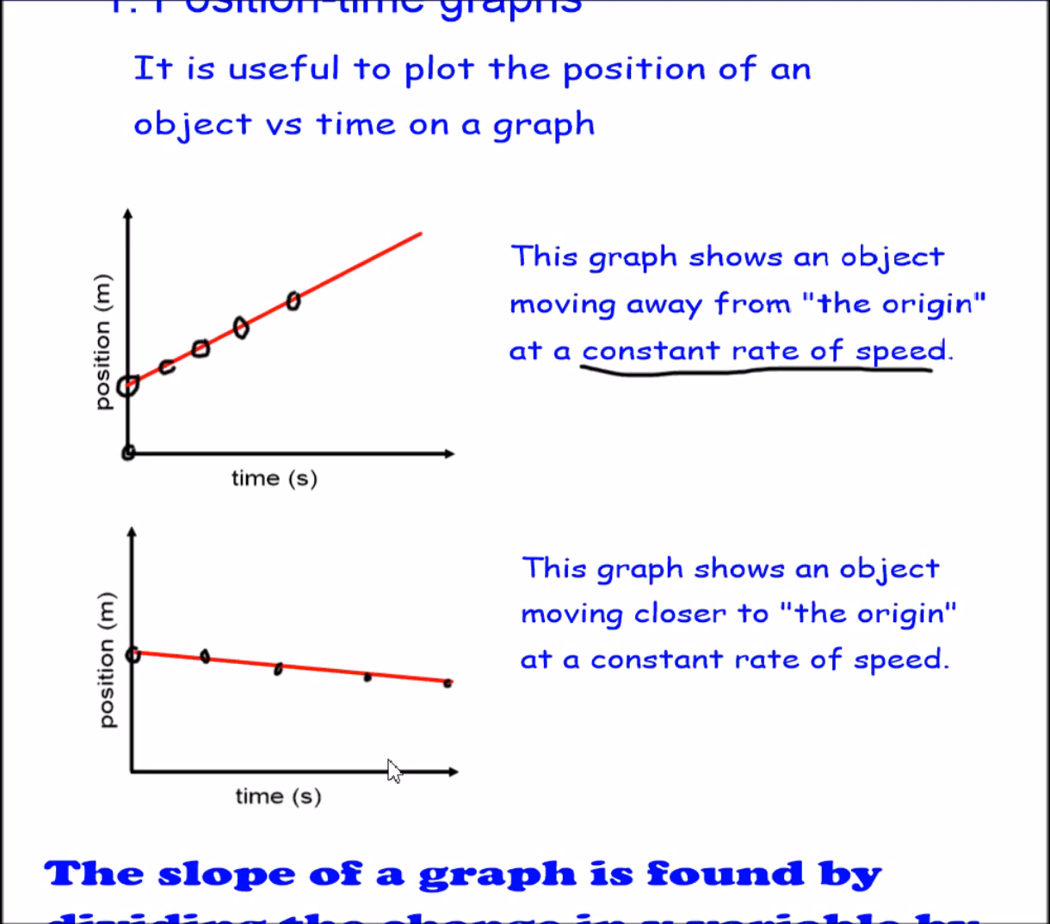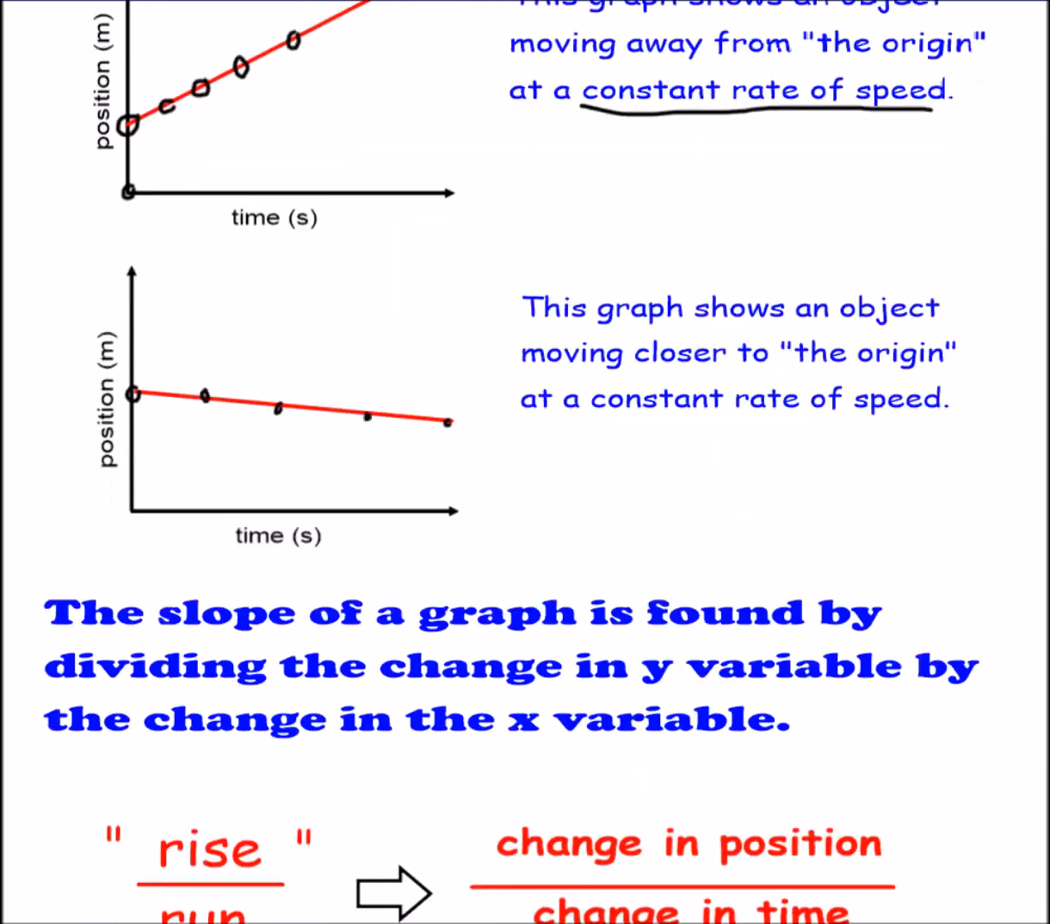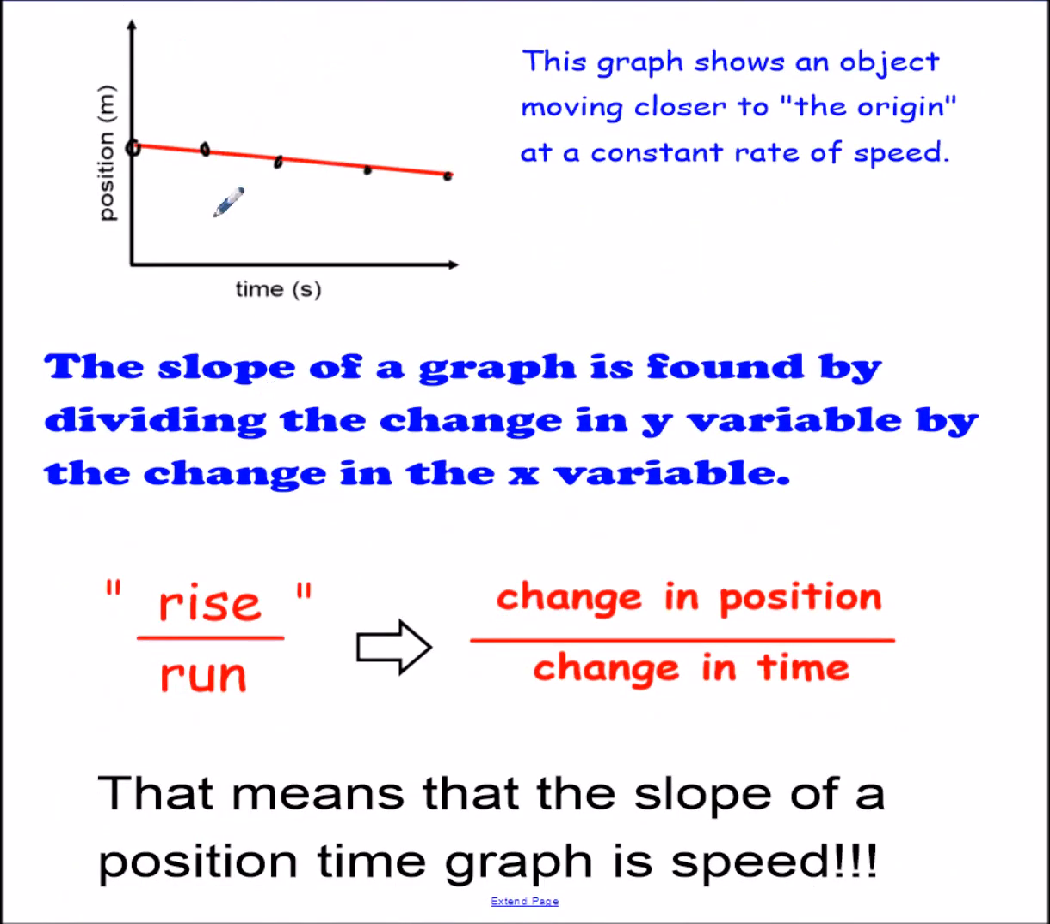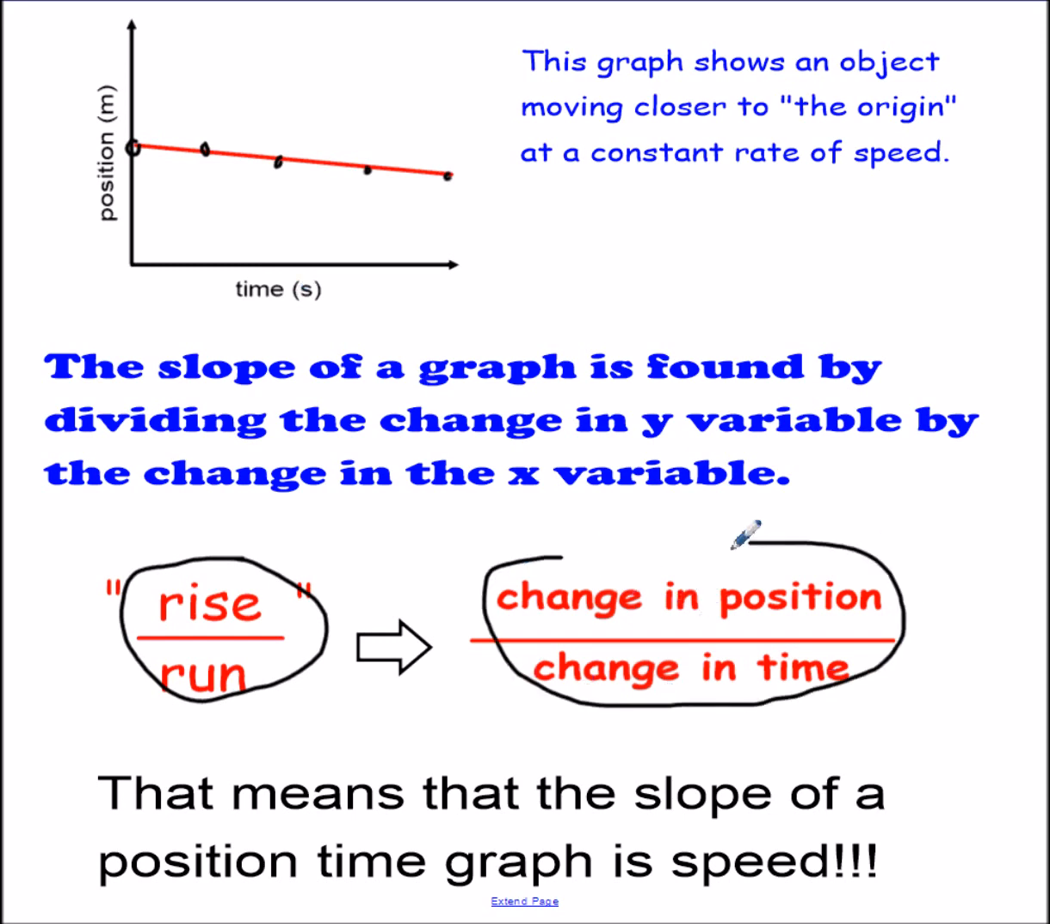Okay. One thing that's very important about graphs of motion is that the slope of a position time graph will actually tell you something very important. The way you always find any slope is you take the change in the y variable and divide by the change in the x variable. Oftentimes we use the term rise over run. In this graph, that would be change in position over change in time. And change in position over change in time, by definition, is what speed is.